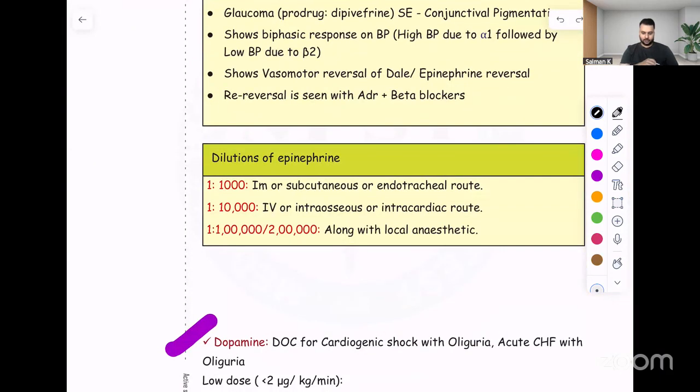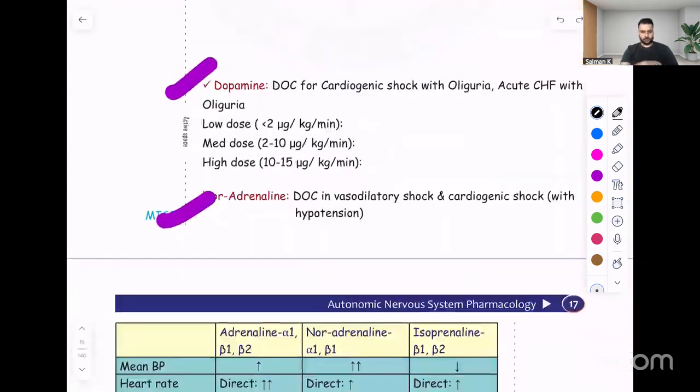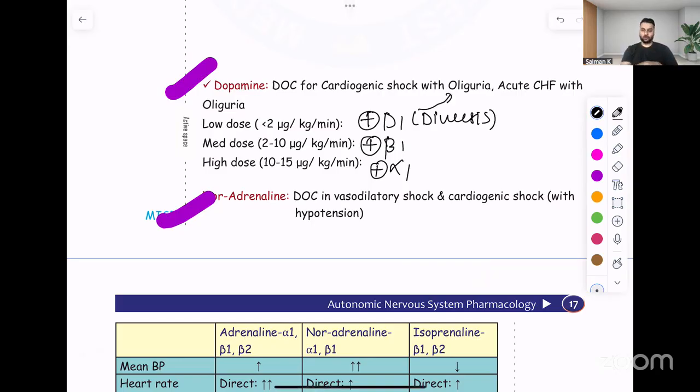Now that we have said this, next is dopamine. Dopamine works differently on different doses. What do I mean by this? Low dose dopamine works on D1 receptor, medium dose works on beta 1, high dose works on alpha 1. D1 receptor causes diuresis, it causes renal vasodilation, increasing the GFR, which can be helpful in patients with oliguria. Okay, are you understanding this? This is going to be helpful for patients with oliguria.